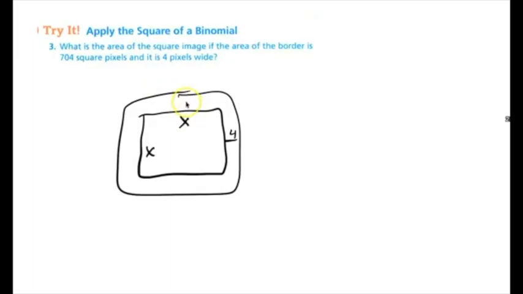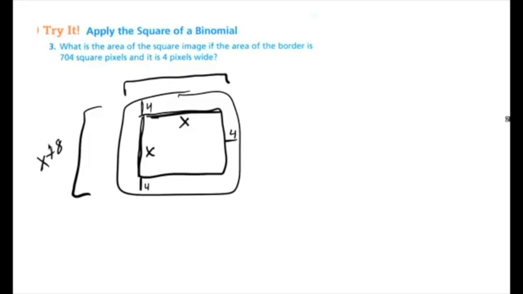What we do know is that this border here is 704 square pixels. The reason we're making this x is, if this whole thing is x, and we know this is 4 wide, that means that this is 4 wide, which makes this whole side x plus 8. This is x, the border is 4, that's 4, and this is 4. The whole side is x plus 8. And I can do the same thing over here. This is x, this side is 4, this side is 4. I have x plus 8.